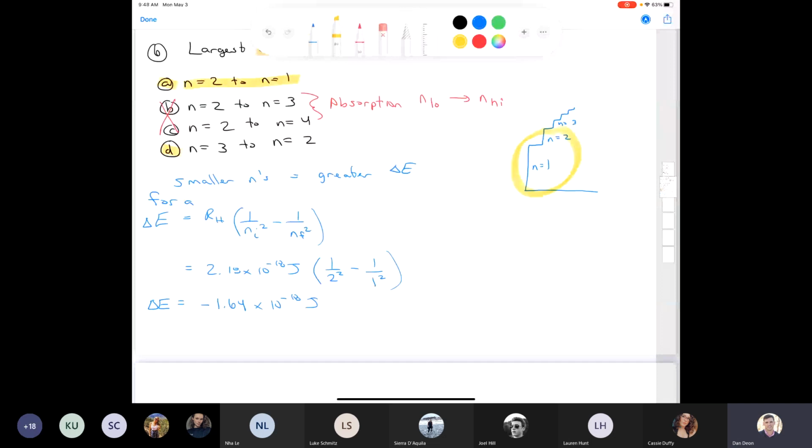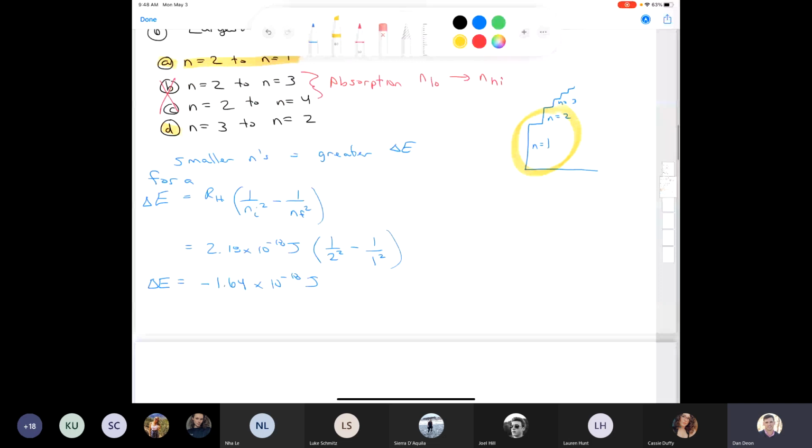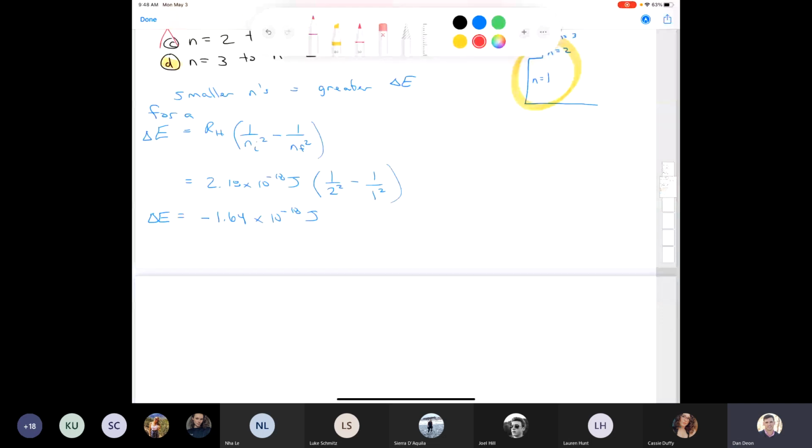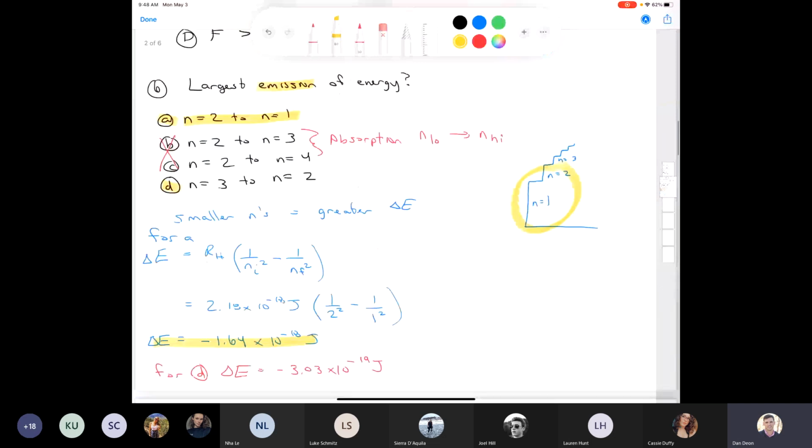And A is the correct answer, because we know that the smaller the N's are, the greater the amount of energy. Well, if we try the same thing for D, you'll find that your delta E in this case is equal to negative 3.03 times 10 to the negative 19 joules, and that is a smaller number. And so the largest emission of energy is going to be from the N equals 2 to the N equals 1 energy level.